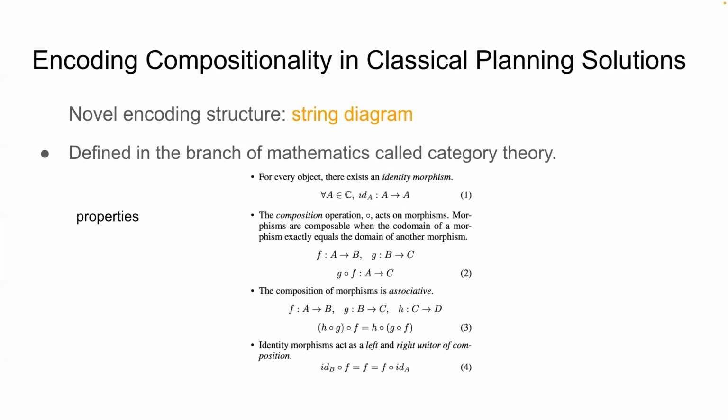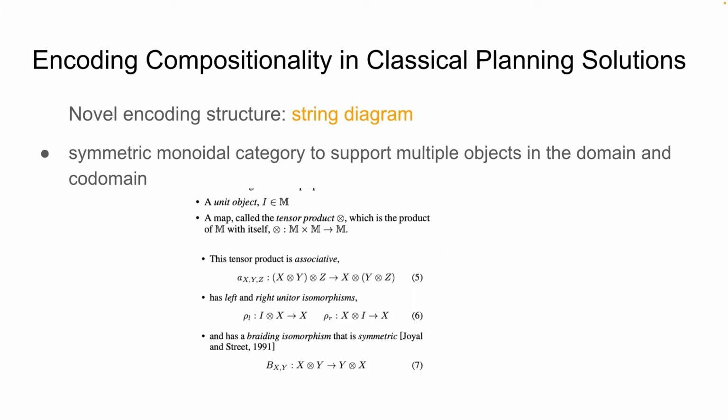So in this paper, they also proposed a novel encoding structure. String diagram is defined in the branch of mathematics called category theory. Here we list some properties of this theory. For example, each object has an identity, morphism, or mapping, and the composition operation all acts on morphisms. In this theory, there's also a symmetric monoidal category to support multiple objects in the domain and the codomain.